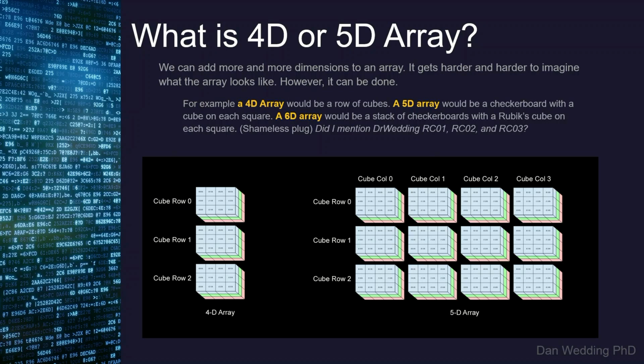We can add more and more dimensions to an array. It gets harder and harder to imagine what they look like, however, it can be done. For example, a 4D array would be a row of cubes. A 5D array would be a checkerboard with a cube on each square. A 6D array would be a stack of checkerboards with a Rubik's Cube on each square.